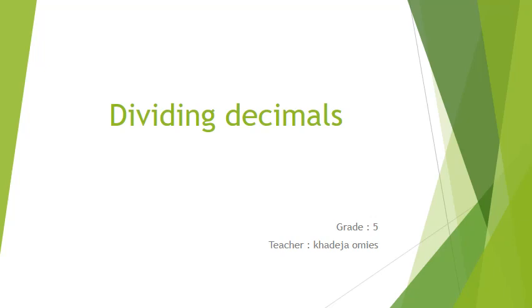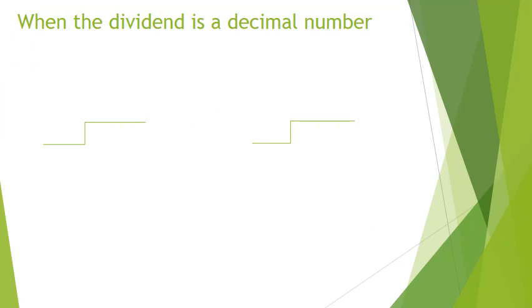Dividing decimals for grade 5. When the dividend is a decimal number. Example, 37.25 divided by 5 and 975.1 divided by 7.